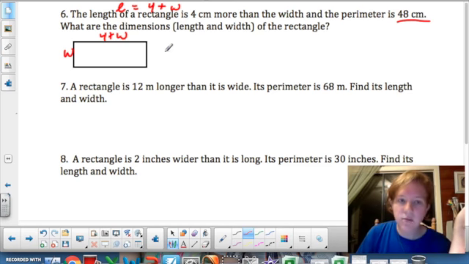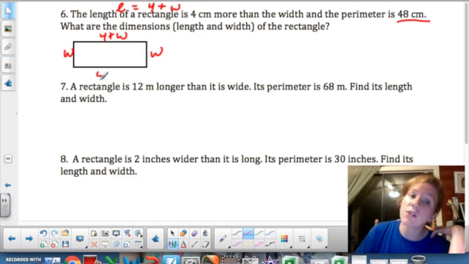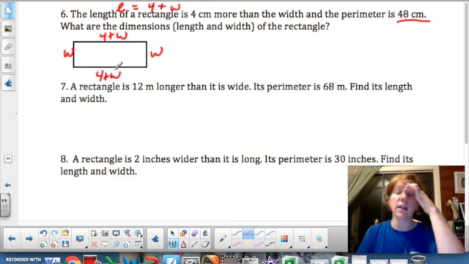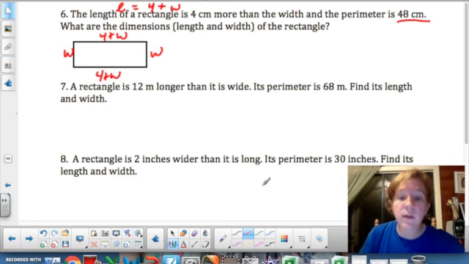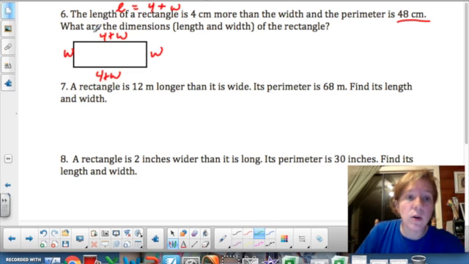Well, think about what you need in order to find the perimeter. Perimeter is the distance around a figure. We know that this is the width. We know that this is 4 more than the width. This is also going to be the width because opposite sides of a rectangle are equal. This is also going to be 4 more than the width because opposite sides of a rectangle are equal. So when I'm trying to find the perimeter, I'm going to go around this rectangle and add everything up.